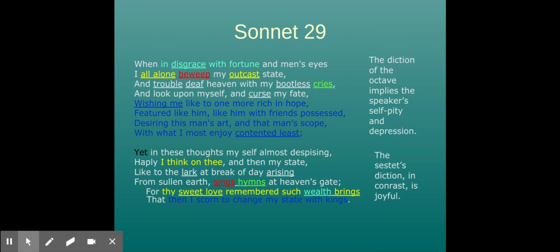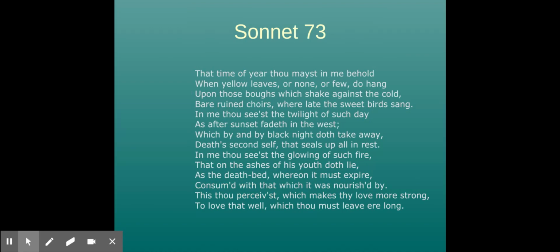So again, we have a contrast here. The second section of the poem, the sixth line, the sestet, replies in some way to the situation that's been put forth in the octave.